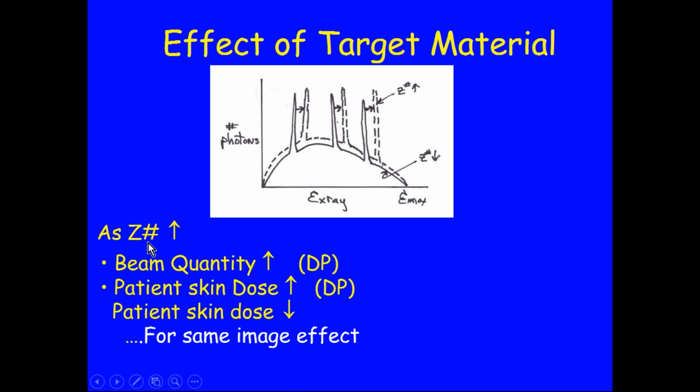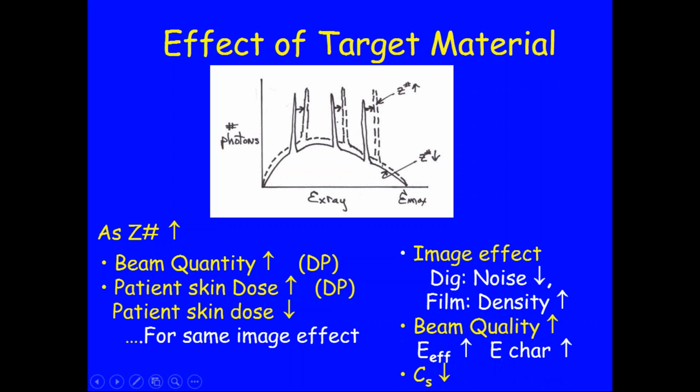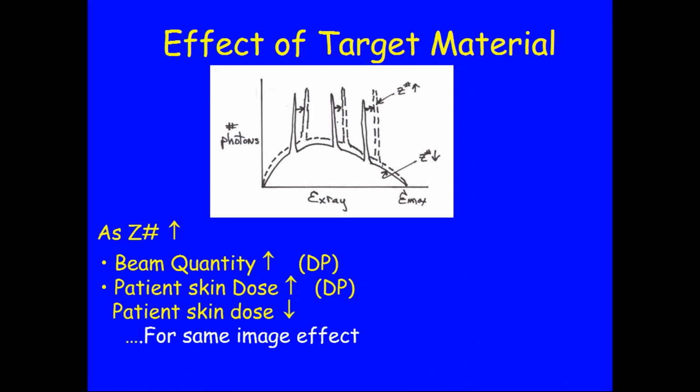Okay? But in general, as your atomic number goes up, notice that you get more output, right? In general, you get more output. Photons are coming through. And it turns out that that is directly proportional. You double the atomic number, you double the amount of radiation output. And if you double the amount of radiation output, you double the skin dose to the patient.